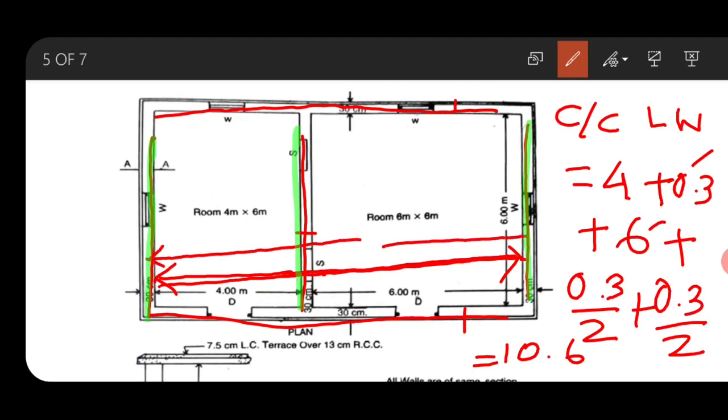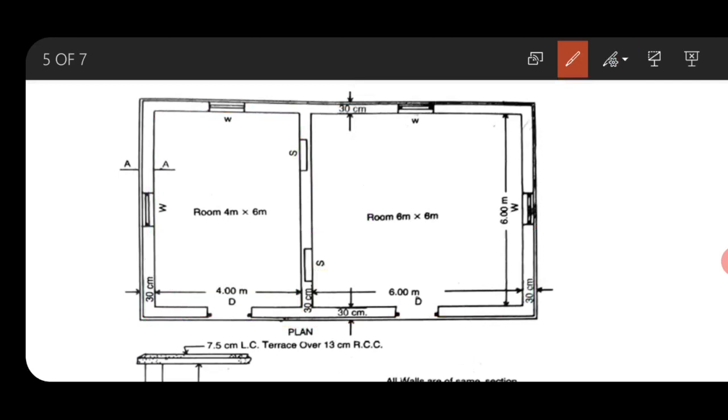So, we will simply add the half of the width of the wall on both the side is 30 centimeter. So, we will simply add half of the width on one side and half of the width on another side. Then we will get the total center to center length of long wall as 10.6 meter. Okay. Now, we will move to our short wall. This one is the center to center length of long wall, center to center.